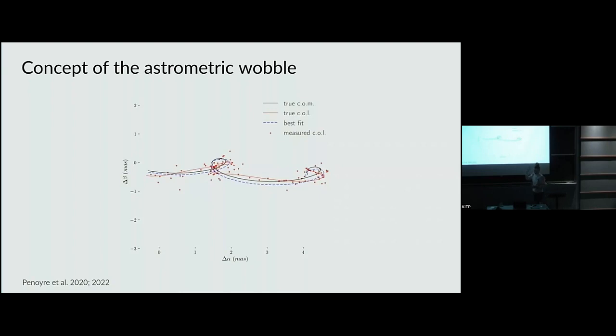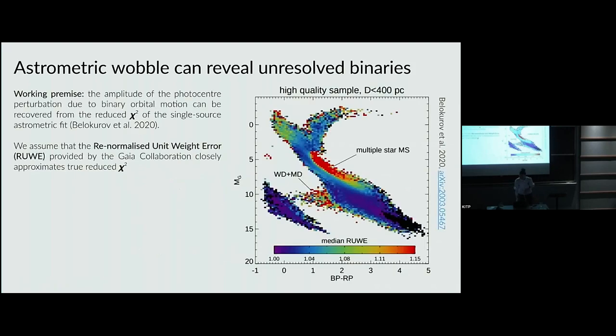And if we fit these data points with a single-star astrometric solution of 5 parameters, 2 for the position, 2 for proper motion, and 1 for parallax, we are going to get a bad fit. And this is what we are looking at. So the working premise behind this project was to use the amplitude of the photocenter perturbation due to the binary orbital motion that we can recover via the chi-square of the single-source astrometric fit.